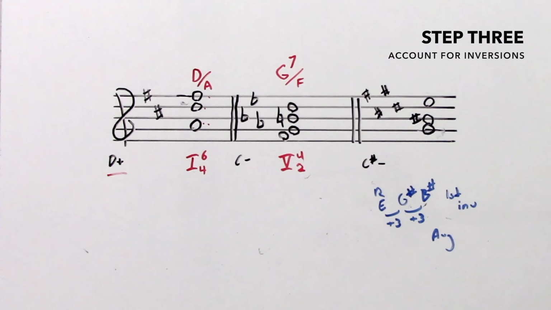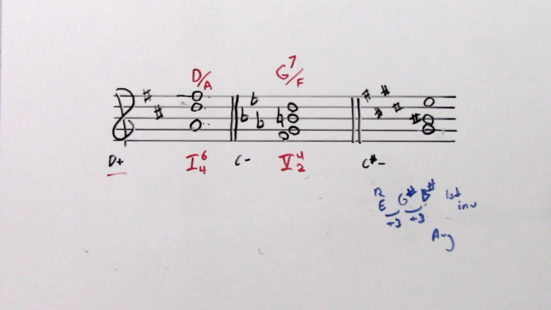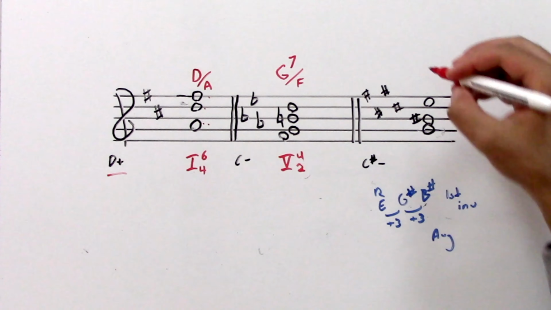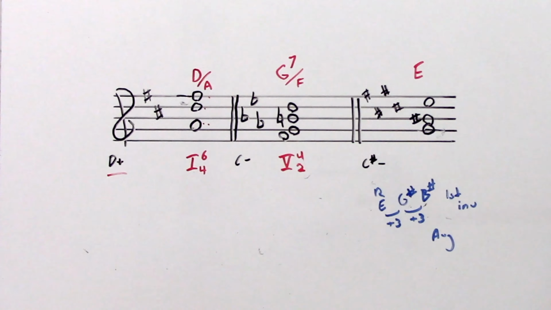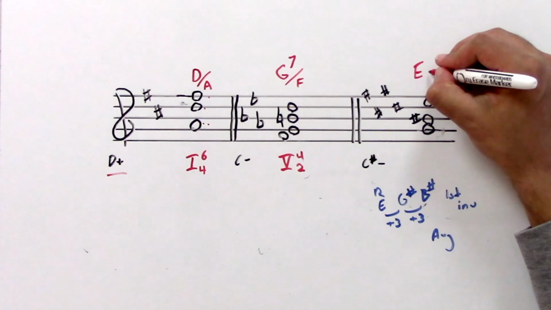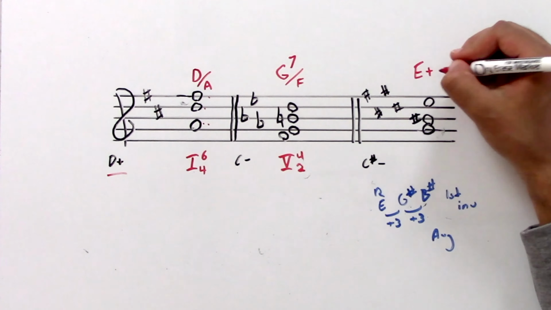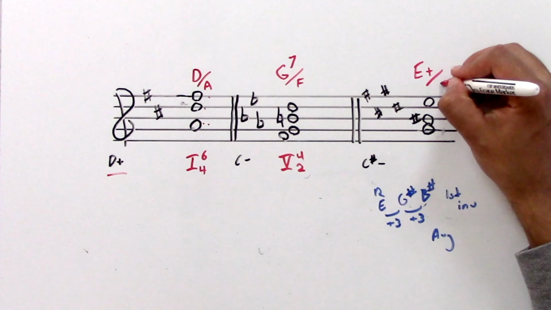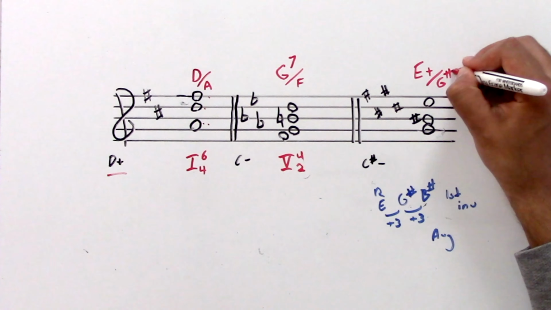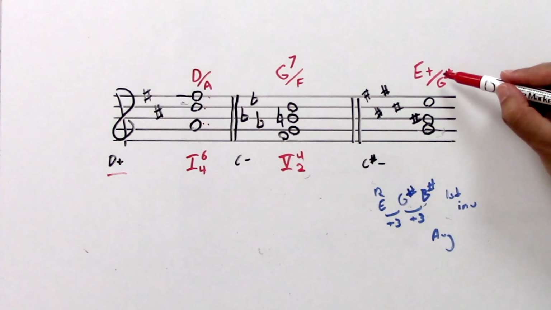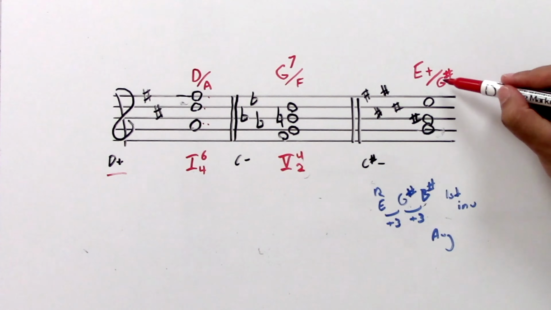Now let's write the root quality chord symbol. The root is E. The quality is augmented, and we represent that with a plus sign in root quality chord land. And because G sharp is the lowest note, we're over G sharp. E augmented over G sharp.